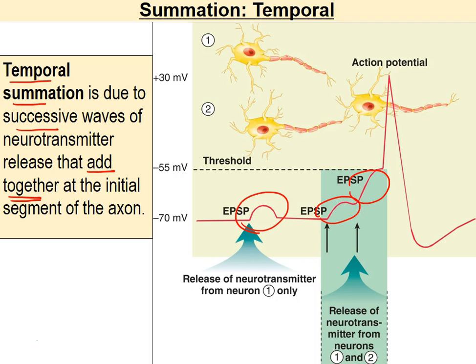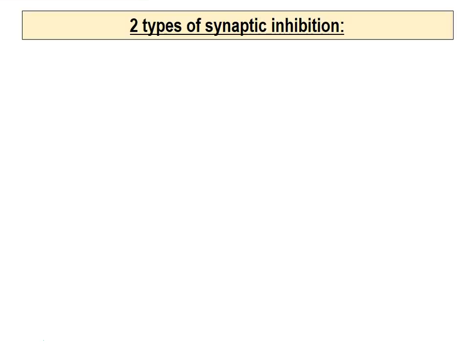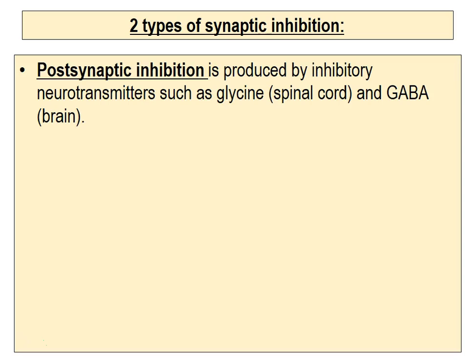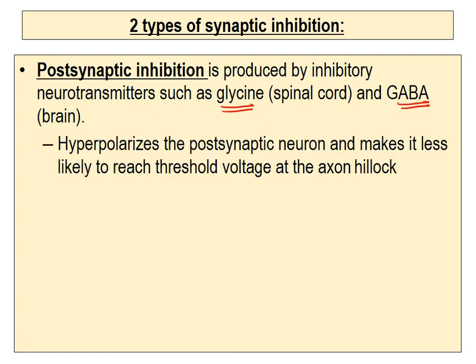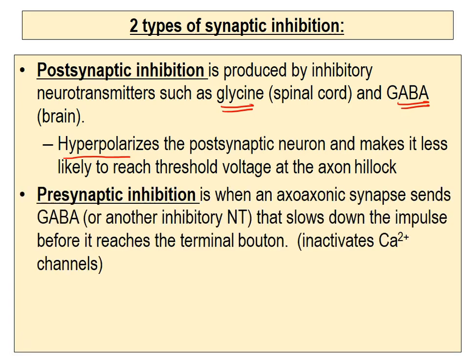Synaptic integration could also result in inhibition of an action potential. There are two types of synaptic inhibition: postsynaptic inhibition, which is produced by inhibitory neurotransmitters like we talked about, glycine and GABA, which are going to hyperpolarize the postsynaptic membrane, making it less likely to reach threshold at the axon hillock. But also there's this phenomenon of presynaptic inhibition.